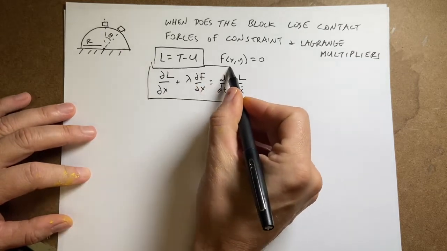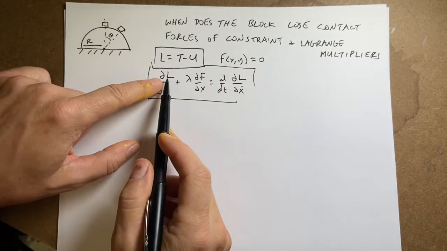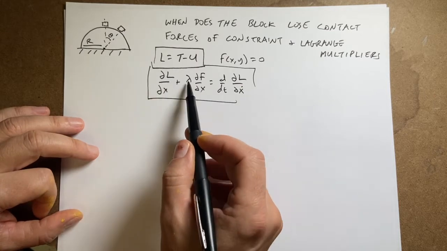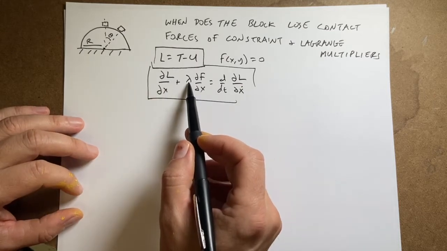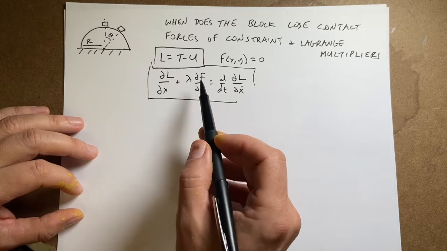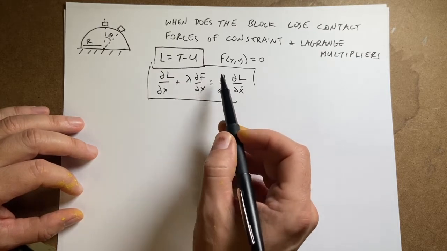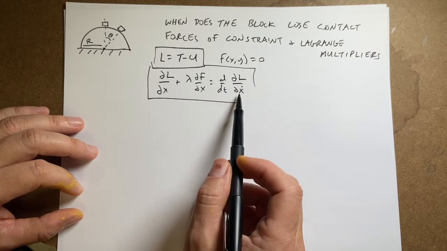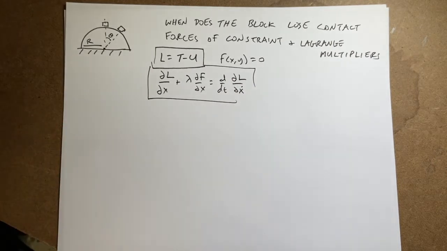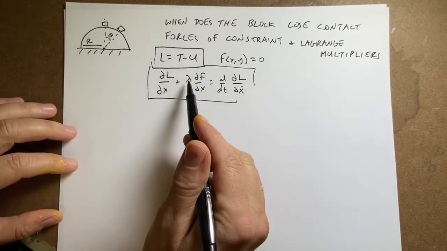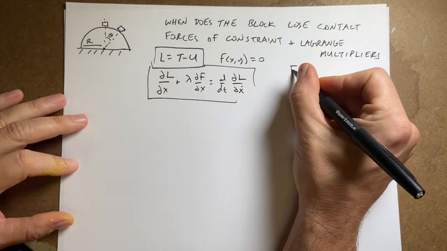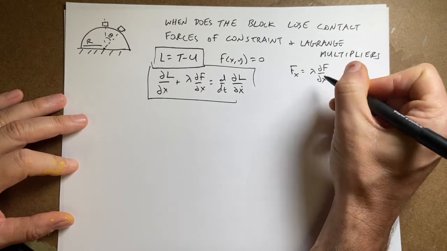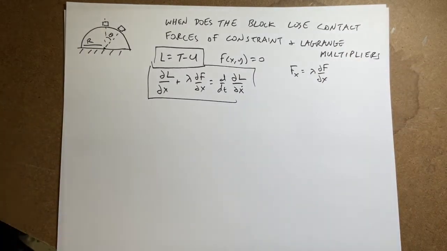This is just for x. This says that if I take the partial of the Lagrangian with respect to x plus some Lagrange multiplier, lambda, times the partial of f with respect to x, that is equal to the time derivative of the partial of L with respect to the velocity x dot. And so the idea is I need to find this: Fx is going to be lambda times the partial of f with respect to x. That's the x constraint force.